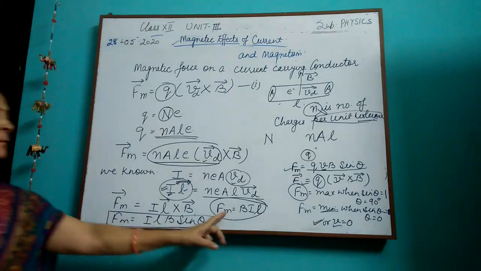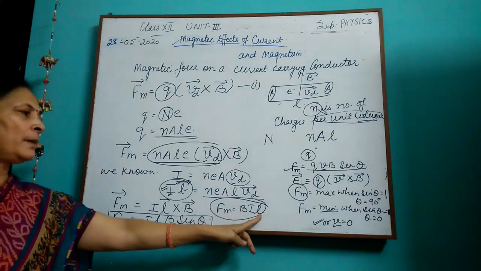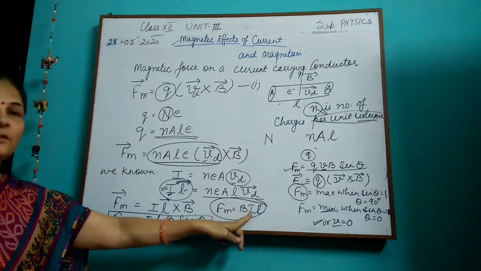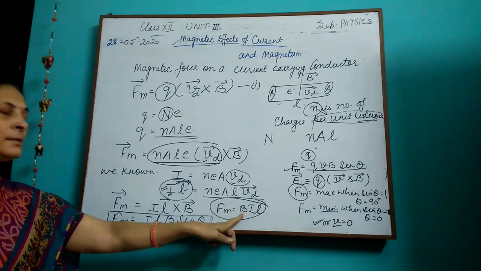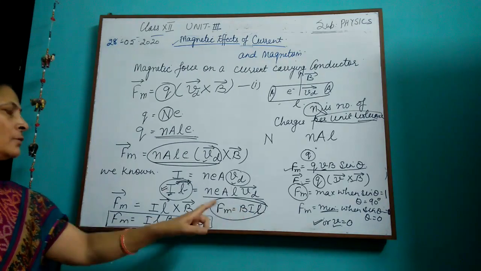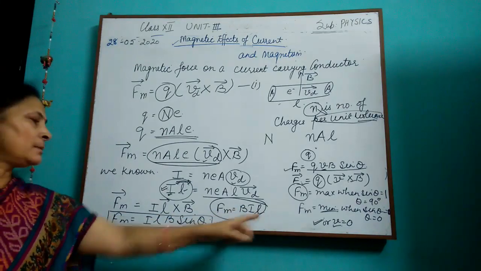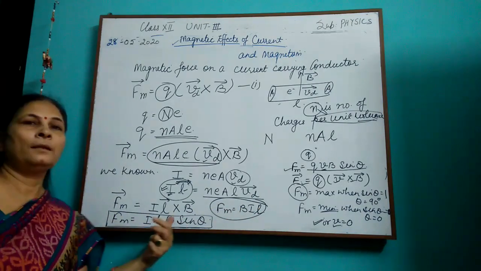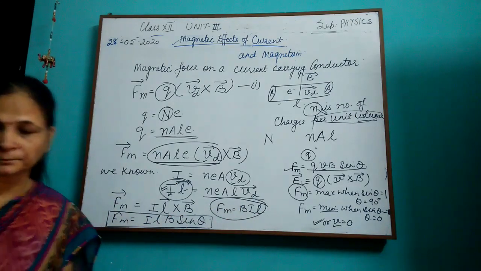So force will be experienced by the length L. Instead of charge we have introduced current here, and this is the magnetic field. So the force experienced will be BIL. This is the maximum force. If it is making an angle theta, it will be BIL sine theta.